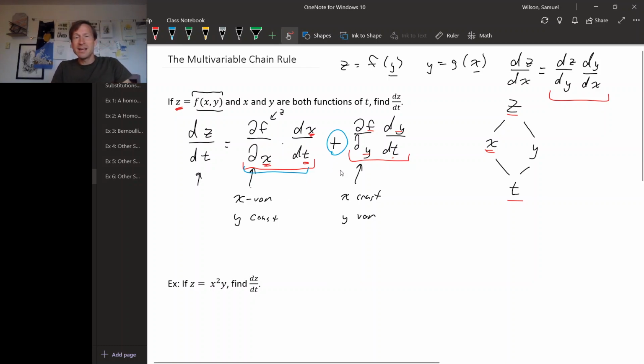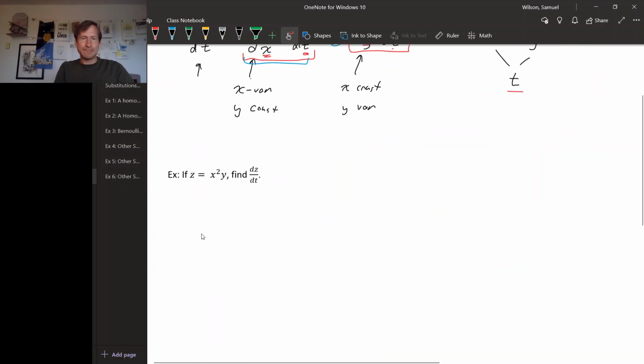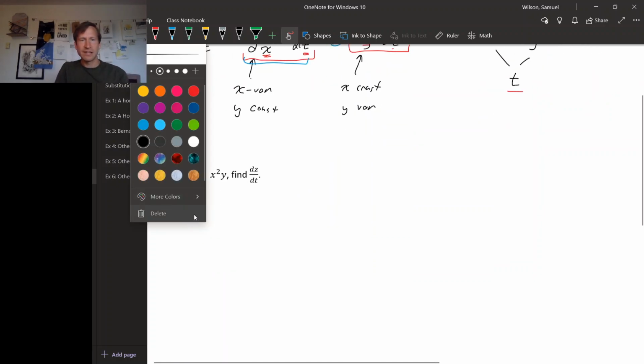So with that in mind, let's try out this multivariable chain rule. So again, I'm not trying to justify why this is the correct chain rule. You're going to have to take my word for it. So let's try it out.